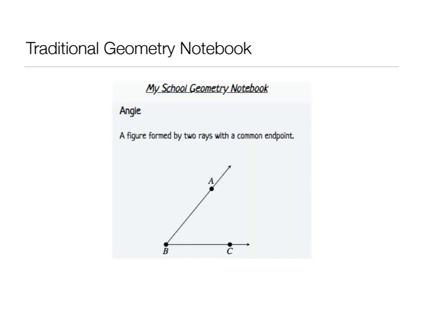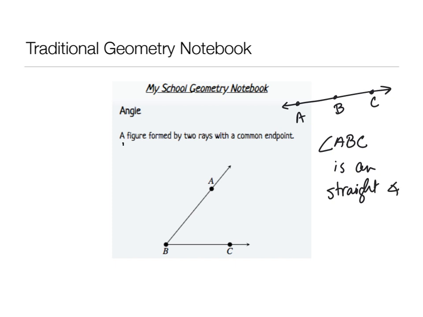In traditional geometry, an angle is defined this way: a figure formed by two rays with a common endpoint, and you can see that this definition is pretty much the same as the EMF definition, except that this will allow an angle to be a subset of a straight line. So I could, in traditional geometry, say that angle ABC is an angle. And we actually call it a straight angle. But our book is not allowing for a straight angle.